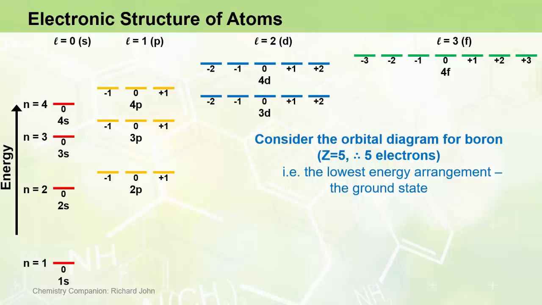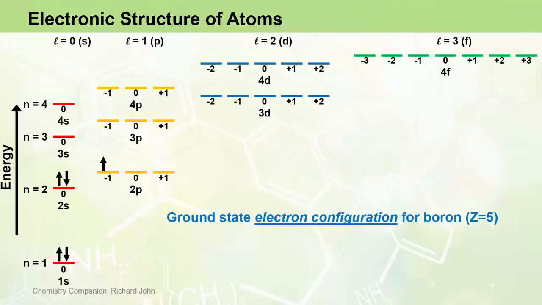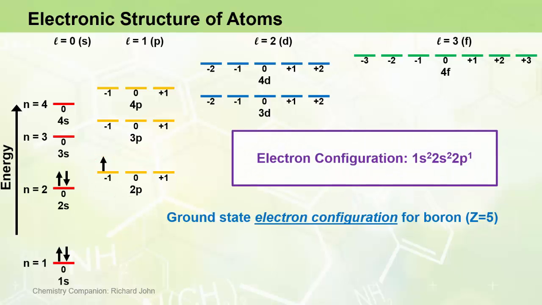If we now go to the next element, boron, atomic number 5, with 5 electrons in its electron cloud, we construct the orbital diagram by placing 2 electrons paired in the 1s subshell, 2 electrons paired in the 2s subshell, and the 5th electron then goes into the lowest available orbital, which is one of the orbitals in the 2p subshell. The electron configuration for boron is therefore 1s2, 2s2, 2p1.